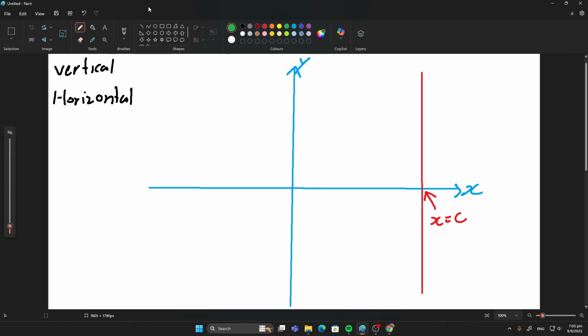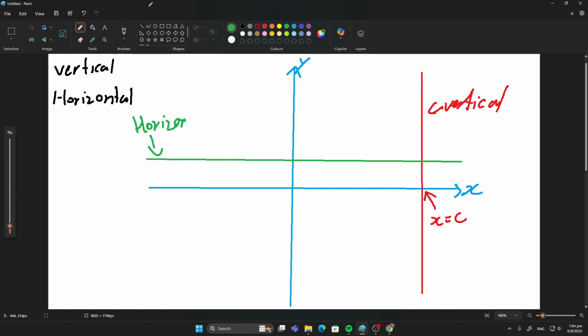And then for horizontal, on the other hand, let's just draw a horizontal line to visualize it better. Okay. It's basically a line that your graph will never touch. And in this case, x is always changing, but your y stays constant. So in this case, a horizontal asymptote is where your y is a constant. So now that we have established the understanding of vertical and horizontal, let's try to find these asymptotes.